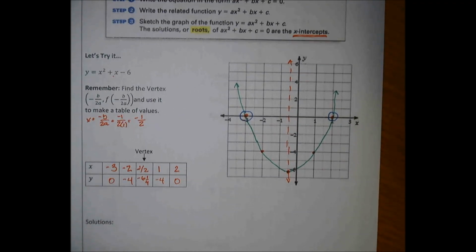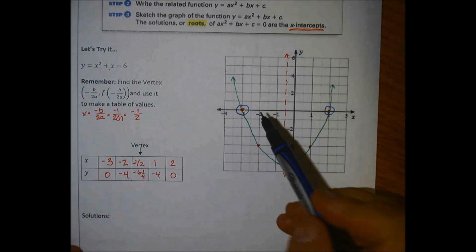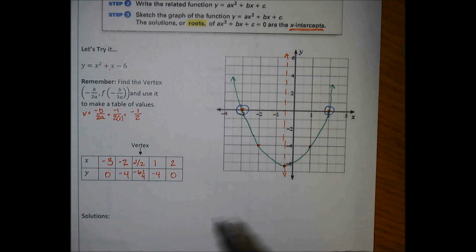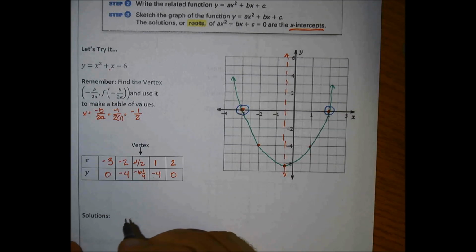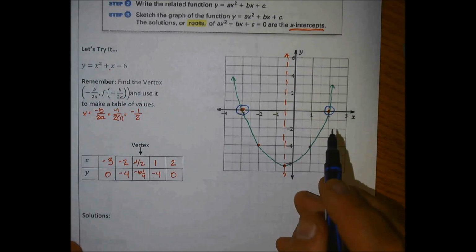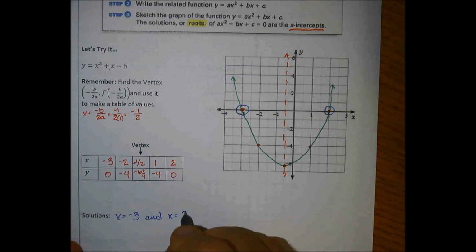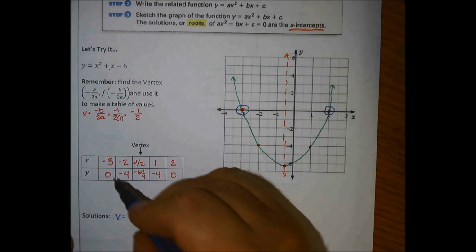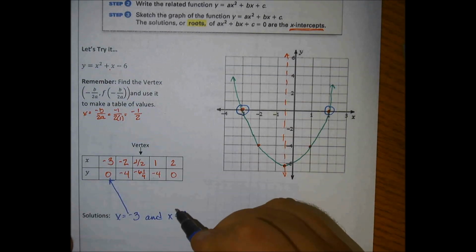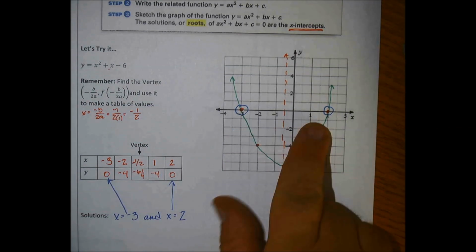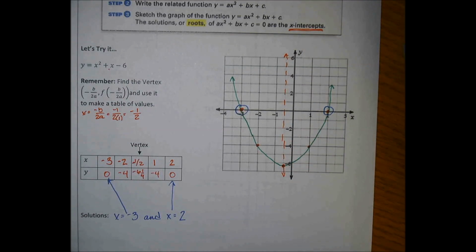And a lot of times, especially in the real world, you're not going to have whole number answers. But when we can, that's what we got. So my solutions here, we're going to get this negative 3 and a positive 2. So we just say x equals negative 3 and x equals 2, because that's where it equaled 0. And that's technically what we're looking for, but it also comes from these two points that cross the x-axis.